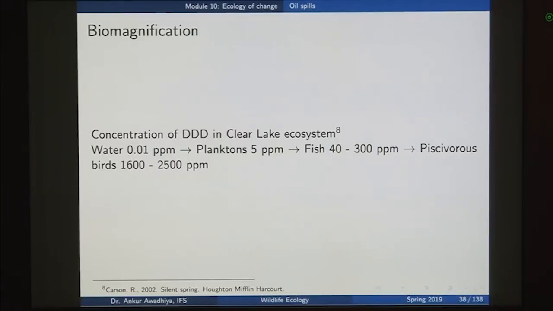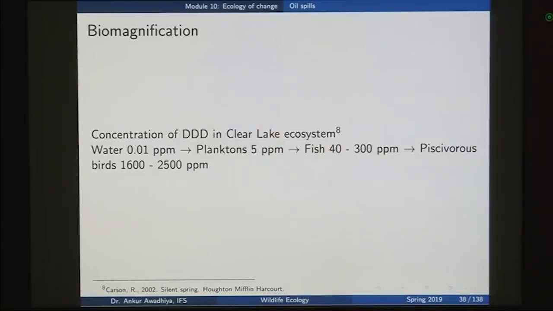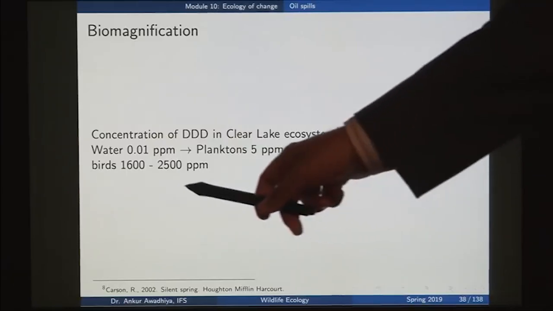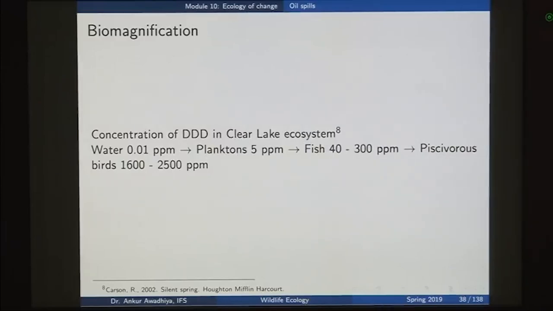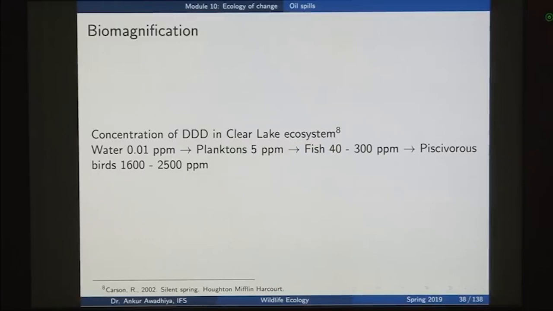Now, we could say that such a low concentration, 0.01 parts per million in water, may not have a very high impact on a number of organisms because it is a very low concentration. But then, because this chemical gets accumulated in the bodies and because it gets magnified through the food chain, if you have such a heavy concentration of the chemicals, 2500 ppm of DDT in your body, that will have a negative influence on the organism.